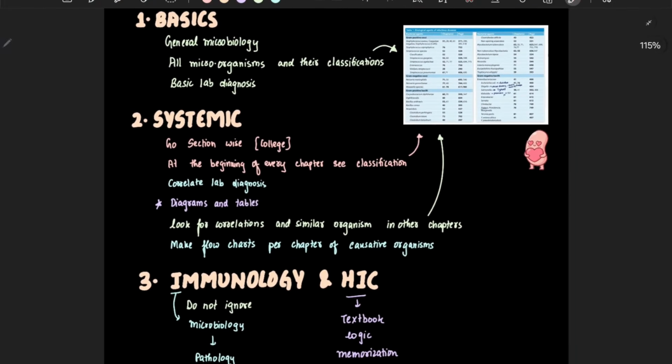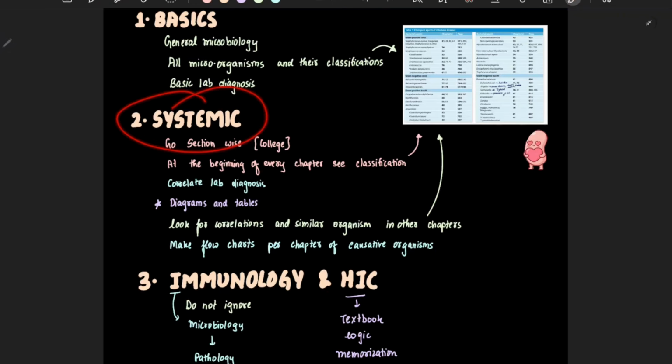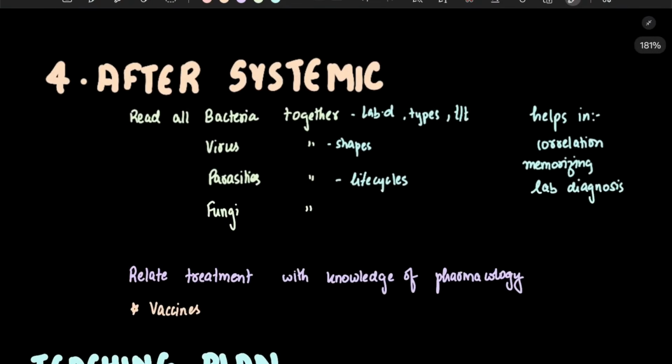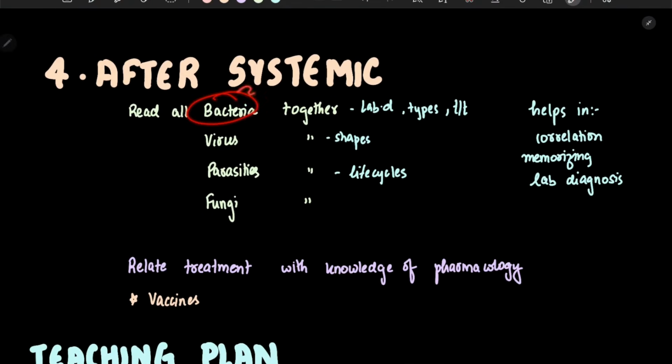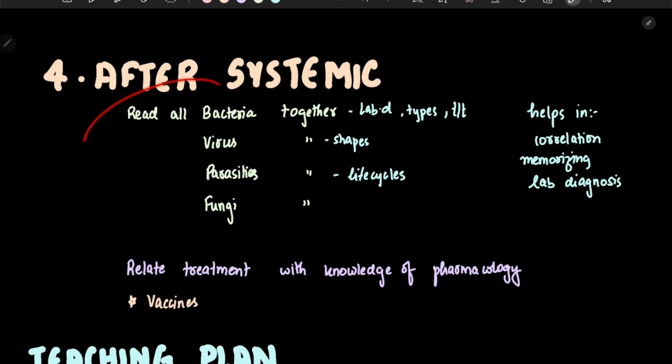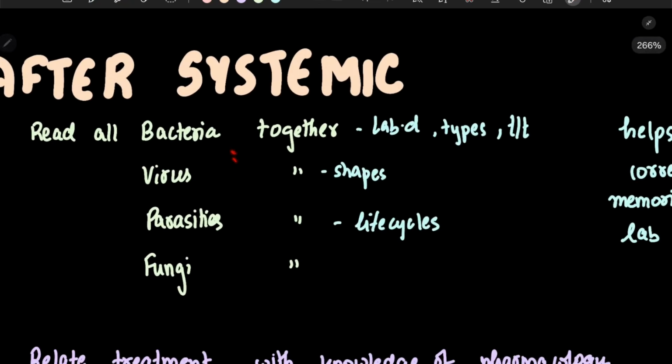Now, by the end of the year, you will complete all your systemic chapters, from your bloodstream infections to your urogenital tract infections. What I personally did was that I then read all the bacteria together, all the bacteria of blood, respiratory, GIT, in a sequence together. I read all viruses together, all parasites together, all fungi together. This is optional. You can do this if you have time, but I would suggest you do this once.